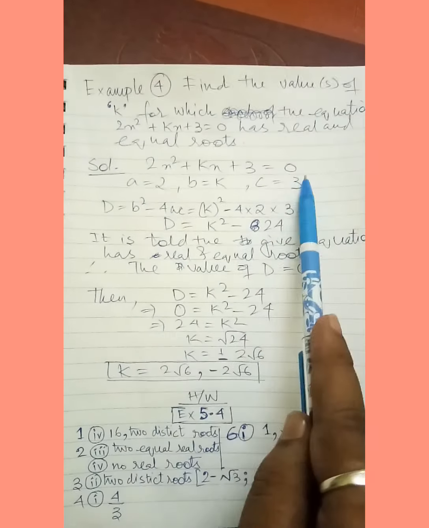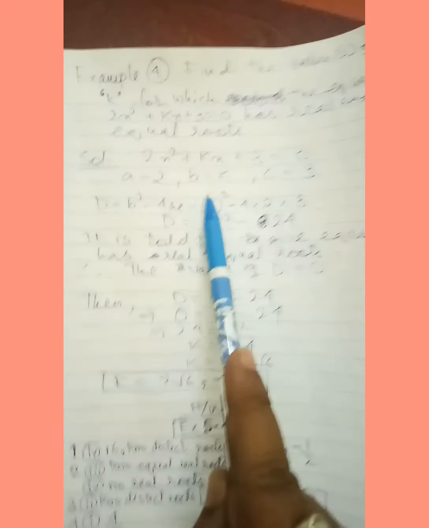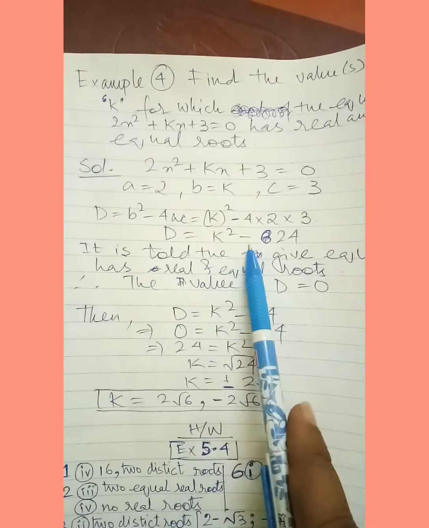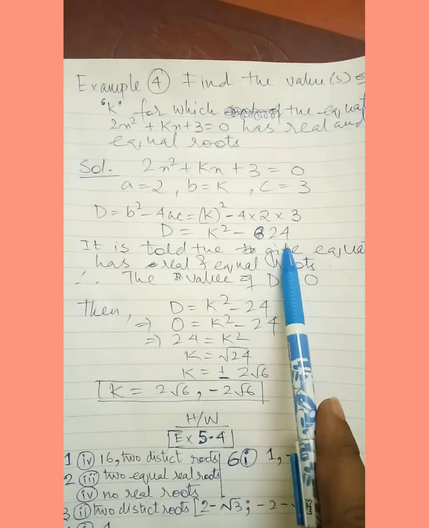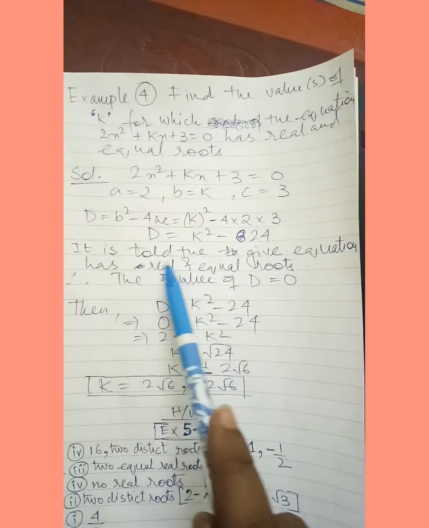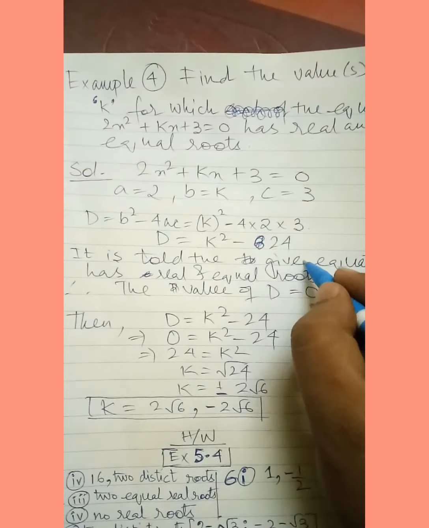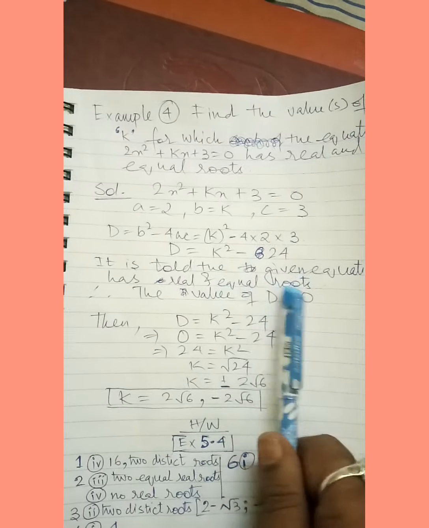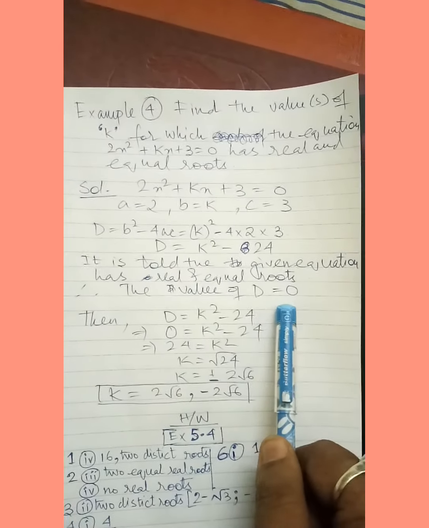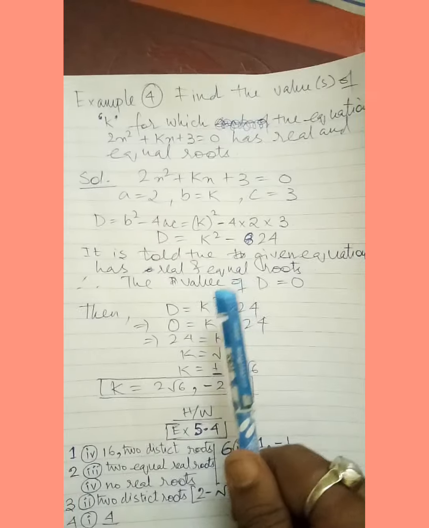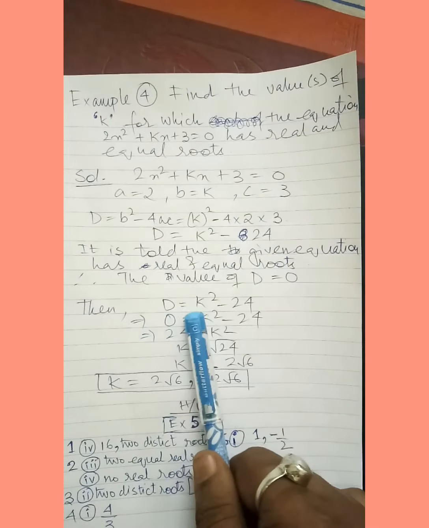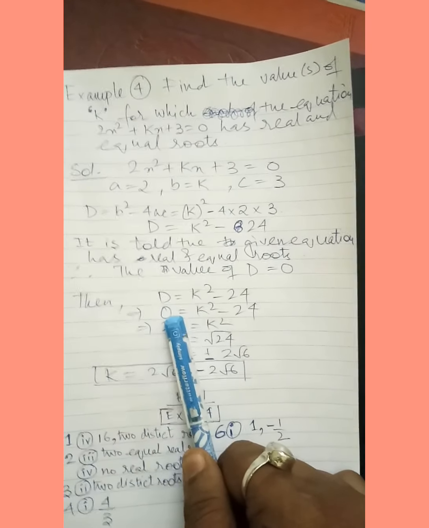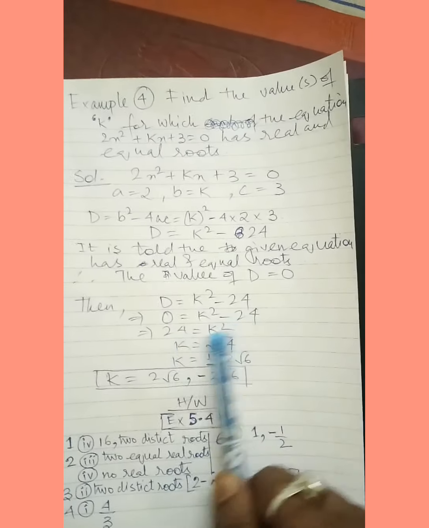See, I've written the equation, the a value, b value and c value also. Now you know how to put down the discriminant D. Now it is coming D equals k square minus 24. It is told that the given equation has real and equal roots. The value of D will be what? Equal to 0. Just now I showed you case 1, case 2 and case 3. This is case 2. Then D equals k square minus 24. In place of D I'll put the value 0. Then it is coming what?